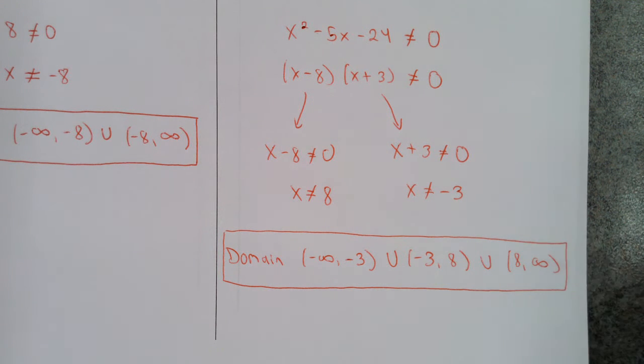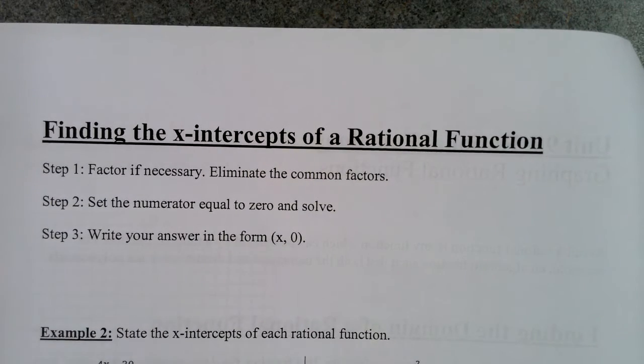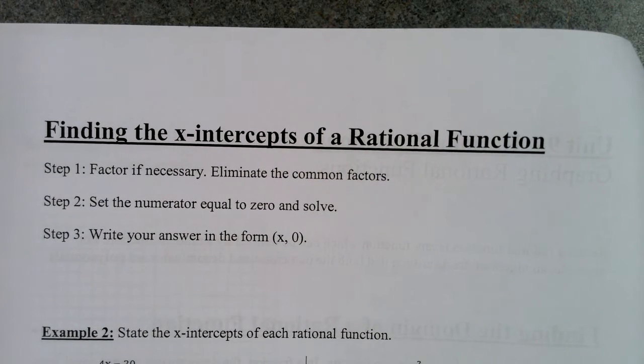Domain is the x values in the graph. The next page talks about finding the x-intercepts. So here are the 3 steps. Step 1, factor if necessary. Eliminate the common factors. Now that is key. Step 2, set the numerator equal to 0 and solve. And step 3, write your answer in the form x comma 0, because that's how you write an x-intercept properly.